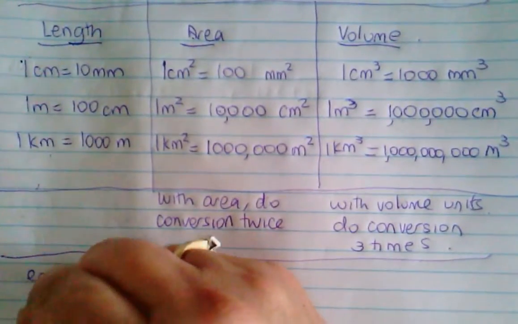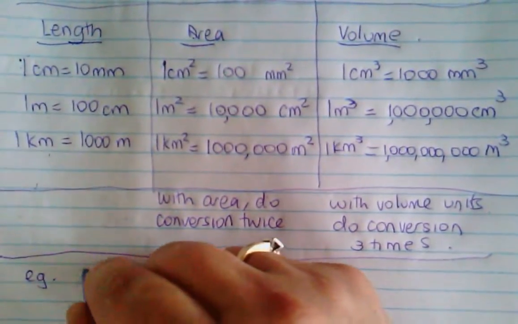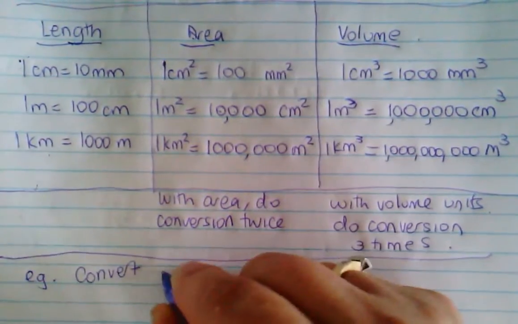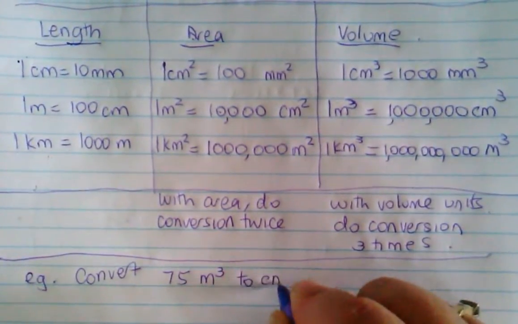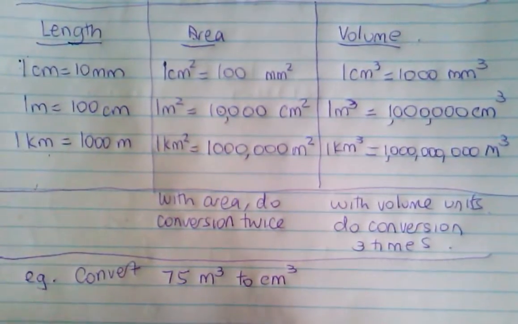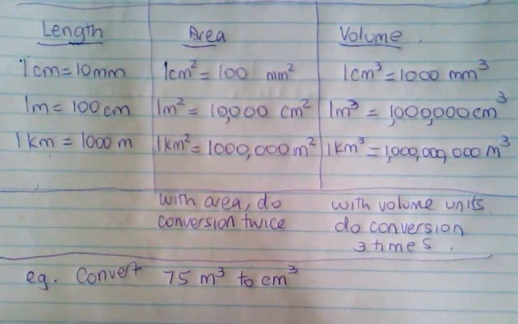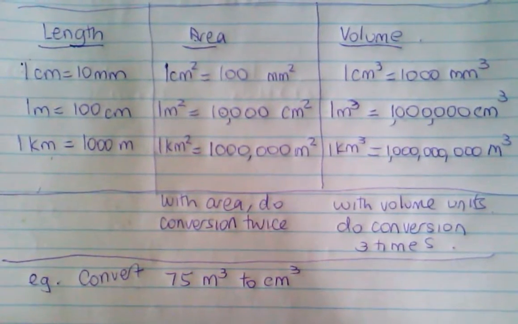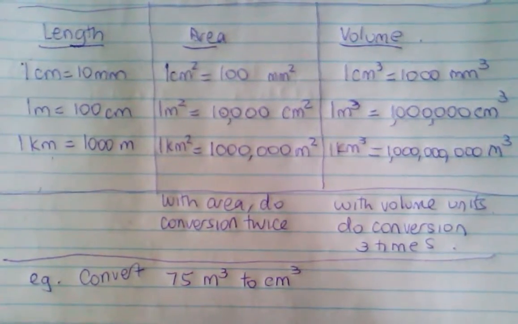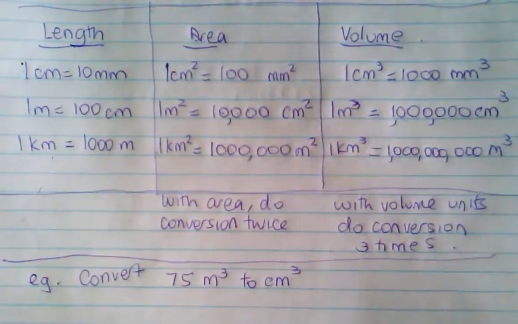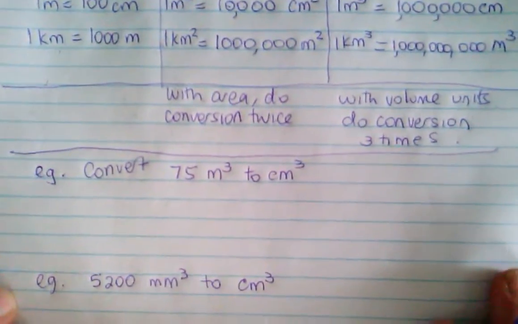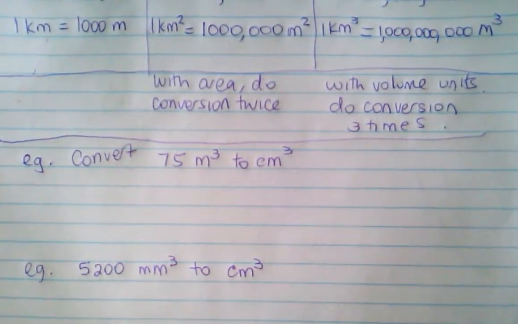So we're just going to do an example of a conversion. Can we convert 75 meters cubed to centimeters cubed? And another example, let's convert 5,200 millimeters cubed to centimeters cubed. Okay, we're going to do 2 examples with unit conversions.